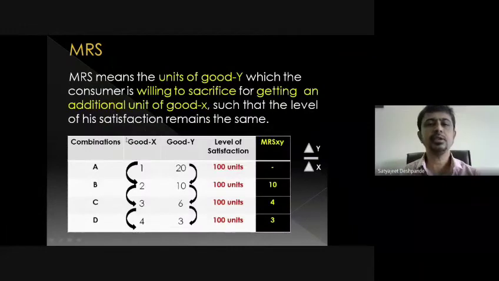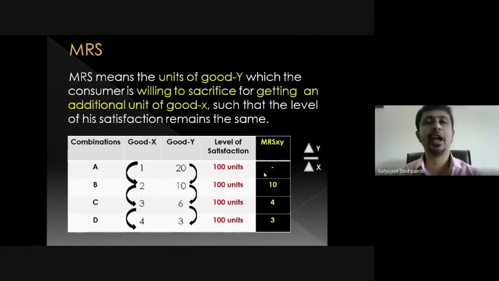Now, this table will help us in understanding the law of DMRS. This law simply tells us that the marginal rate of substitution, which we have taken in the last column, continuously goes on diminishing. Earlier it was 10, then it becomes 4, and finally it becomes 3. So marginal rate of substitution always goes on diminishing. Now, why does this happen?